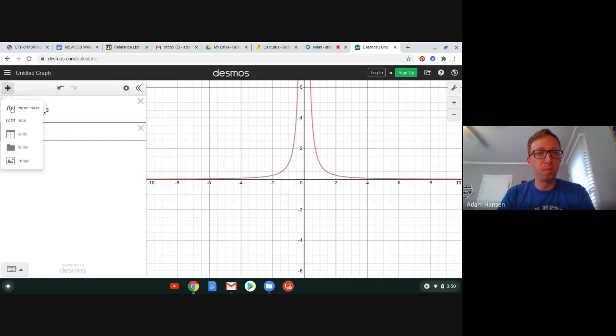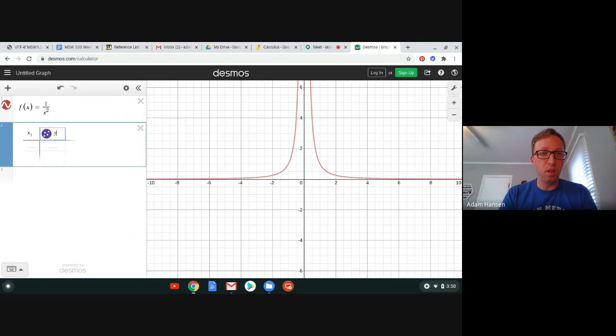Insert a table. I'm going to change this to f of x1 so that Desmos will auto-fill it in for me. Looking at the picture, I have a pretty good idea of what's going to happen as I get closer and closer to 0. Looking at the graph, as x gets closer and closer to 0, the function is going to increase without bound. Every time I get closer and closer to 0, the function is going to go higher and higher and higher. And the same thing happens on the right side as well.